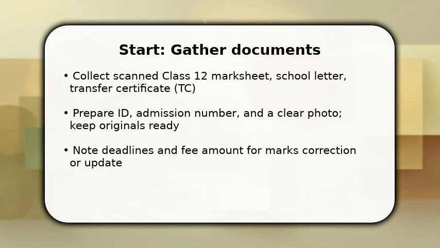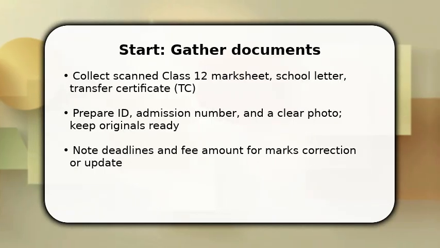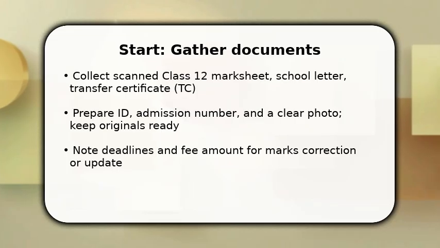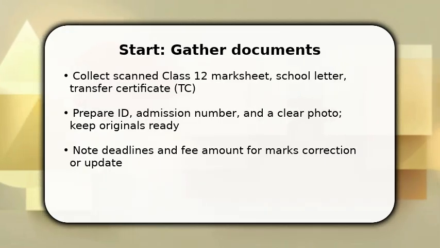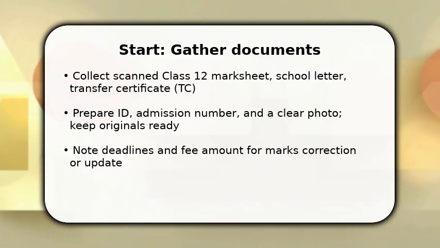You begin by collecting the essentials and starting the request immediately. You need the scanned Class 12 mark sheet, school letter, and transfer certificate. These prove the correct marks. Once done, make sure your student ID, admission number, and a clear photo are ready because the portal will ask. Also check the deadline and fee so you don't miss windows. This step speeds validation. You're not waiting for verification until everything is in hand.